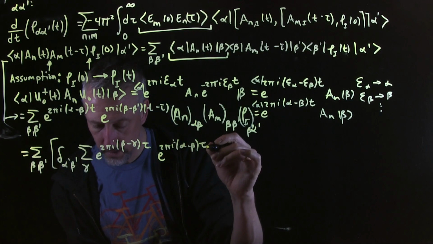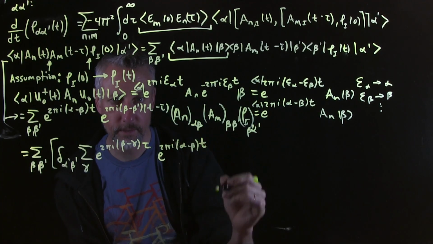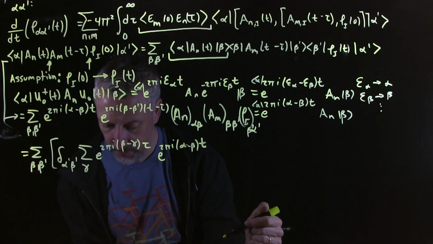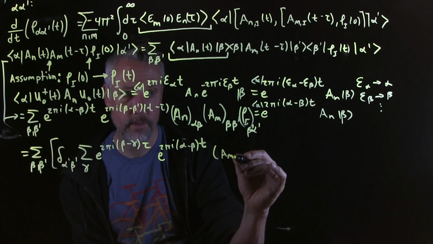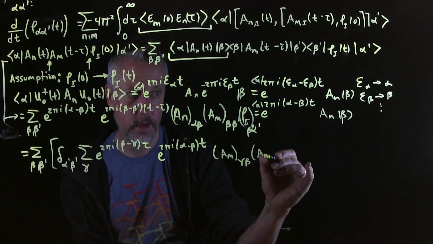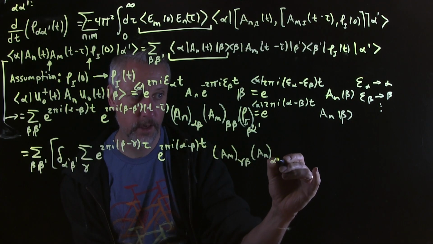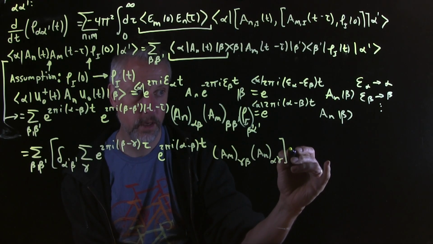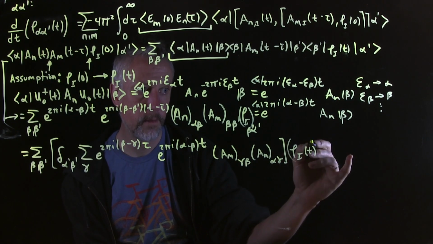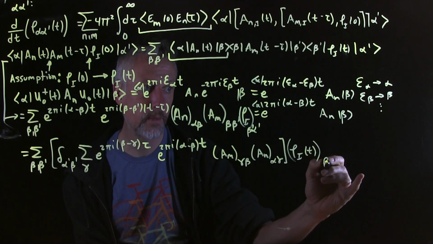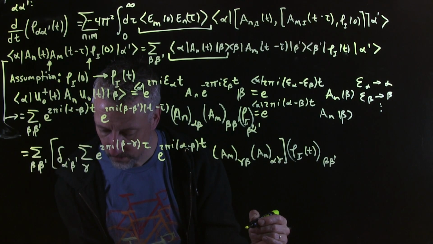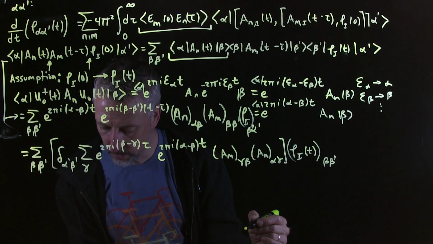The first one's a tau, the second one is a t. So basically, it's a way of breaking it up so you have one exponential for tau and one exponential for t. And then you have A_m gamma beta, A_n alpha gamma, times rho I of t and the beta primed in this new notation, matrix element of that. Okay.